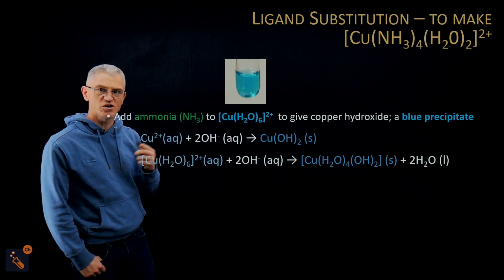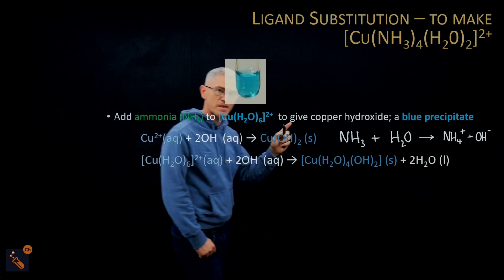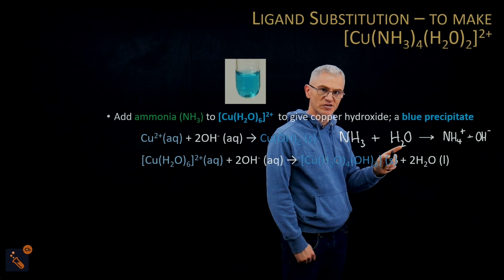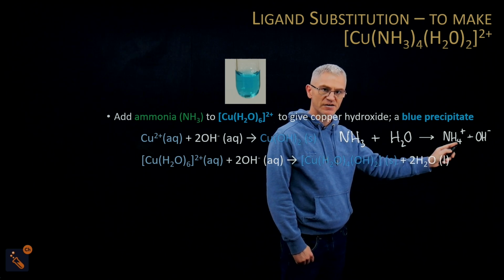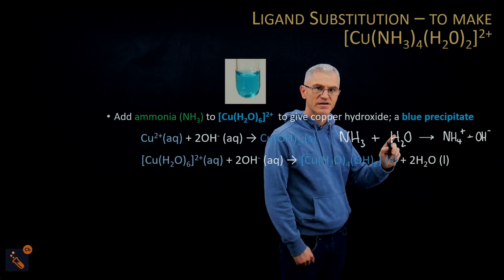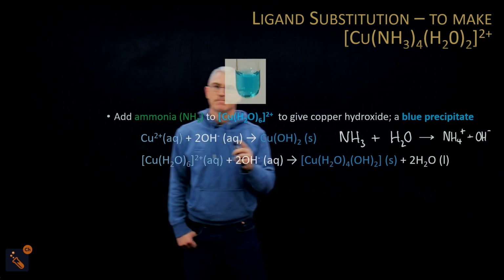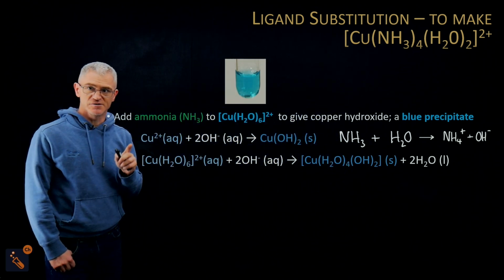Now, the question is, why do you make copper hydroxide even though you're adding ammonia? Well, that's because the ammonia, when added to water, is going to make ammonium and hydroxide. That's because the ammonia acts like a base and accepts a proton, and it takes the proton off the water, leaving it with OH-. That's why you can do one of 2 equations.